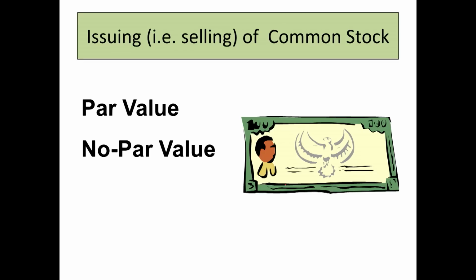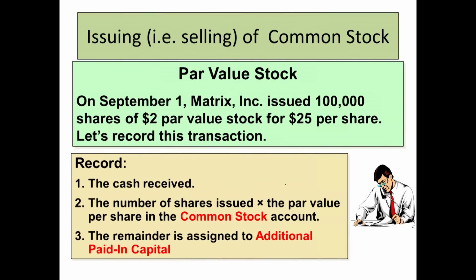Okay, we're going to talk about issuing or selling common stock. Let's talk about issuing par value stock, looking at the slides. Remember, we are looking from the perspective of the company or the corporation that is selling or issuing the stock. We are not looking from the perspective of the person buying the stock. Are you with me? So we are Matrix in this example.